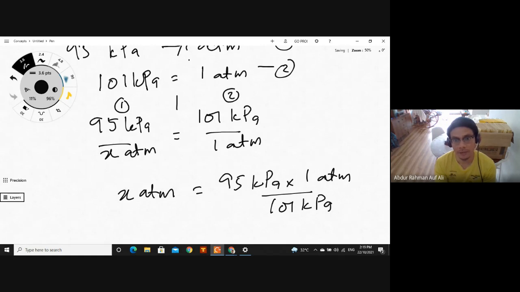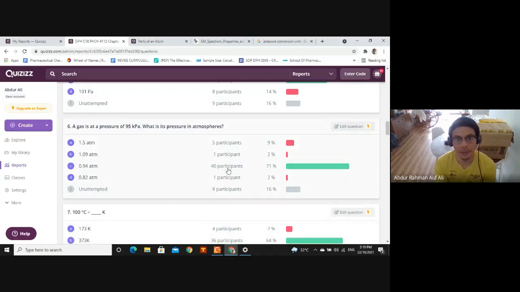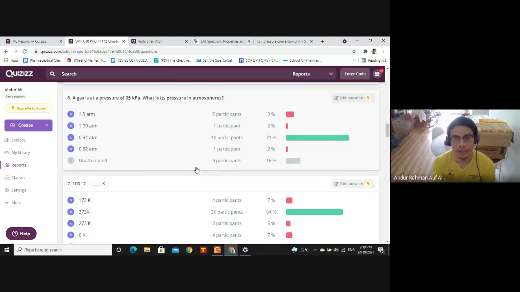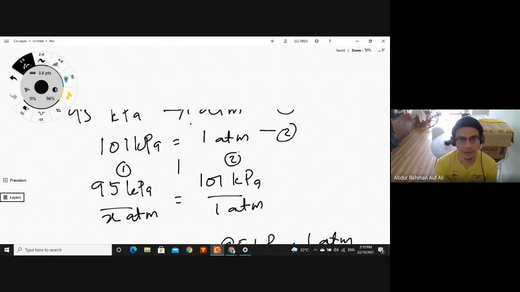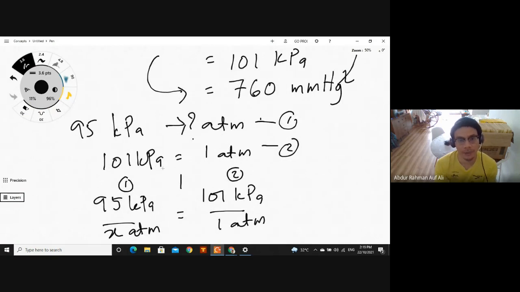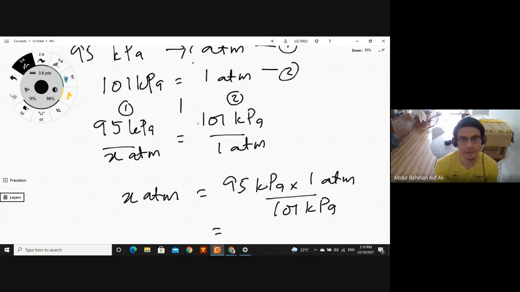So if you calculate this, you key in 95 times 1 divided by 101, you will get the value in ATM. So that's why the answer is 0.94 ATM. So that's my tip for you. If you are not yet skilled at converting in your head, or want another way, you use this cross multiplication method. But the key thing is you need to know the conversion factor, 1 ATM equals how many kilopascal. You can google that. That's the advantage of learning at home, you can google stuff.